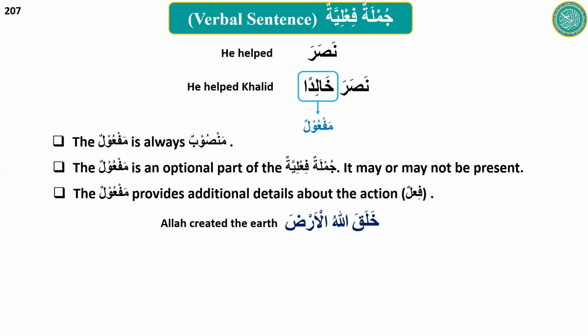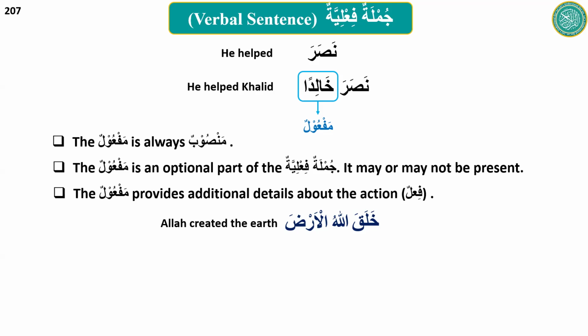In this sentence, as Ali was telling us, Khalaqa is the fail. Allahu is the fa'il or the doer. And Al-Arda is the maf'ul. It is in nasab status because maf'ul has to be mansub, in nasab status, and the outside doer is in rafa status. It comes after the fail. So this is an introduction to Jumla Fi'liya.